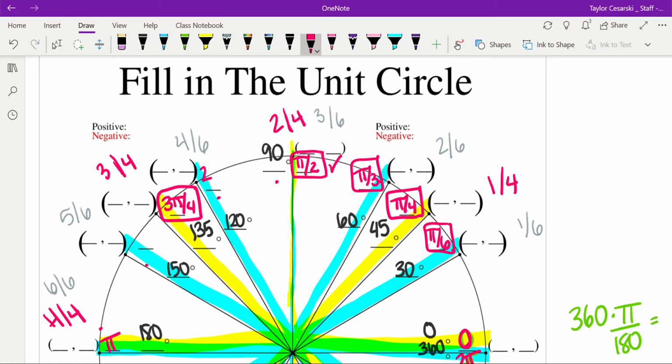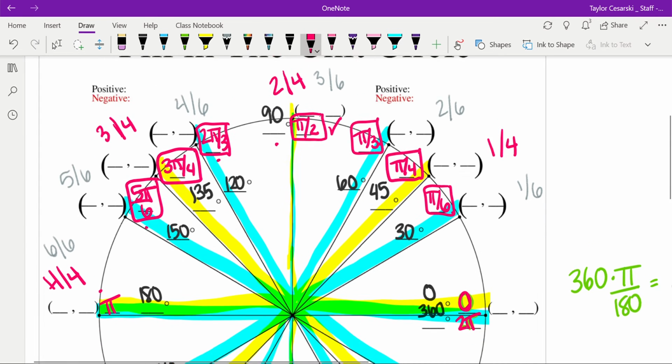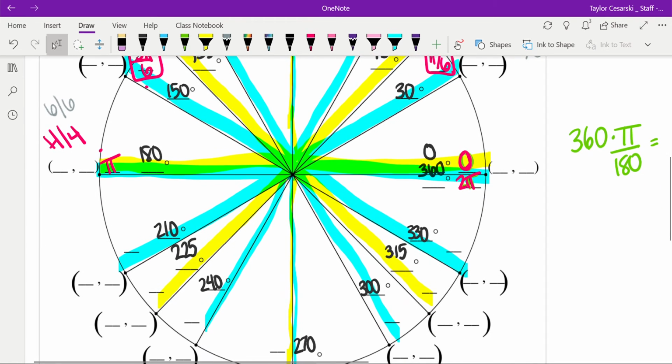4/6 is 2/3, so 2 pi over 3. Simplify and add your pi. 5/6, 5 pi over 6. And 6/6 is a whole. We can continue this same pattern down below.